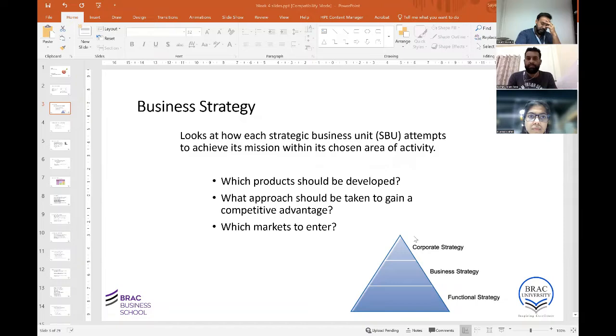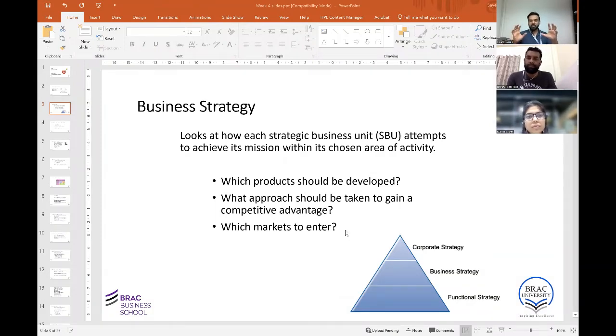of Tesla. These folks all set up their own strategies from the top of the ladder. They craft their corporate strategy. But when it comes to individual businesses, they need to have separate strategies. And that is where the concept of business level strategy comes in. So business level strategy fundamentally looks into which product should be developed, what are the areas that we should venture into, what approach should be taken to gain a competitive advantage, and which markets to enter.